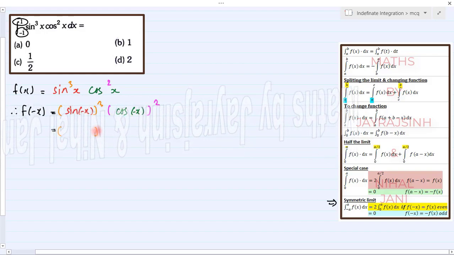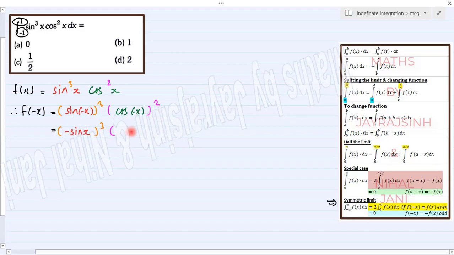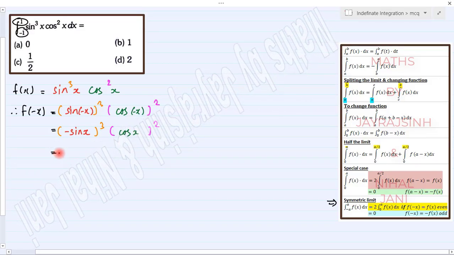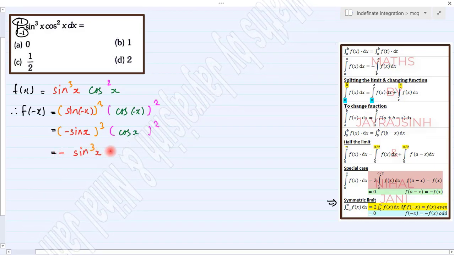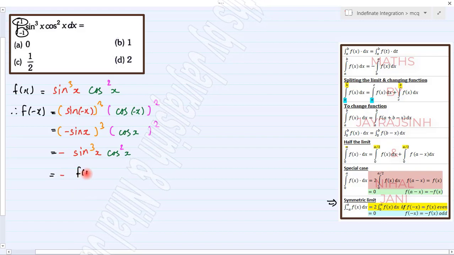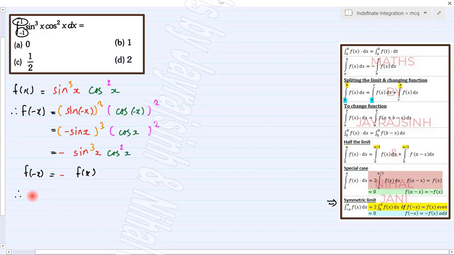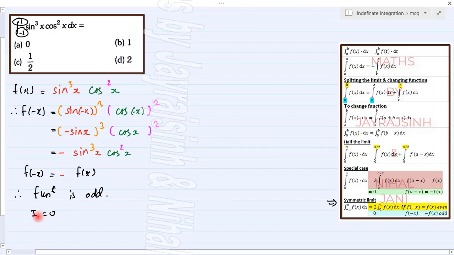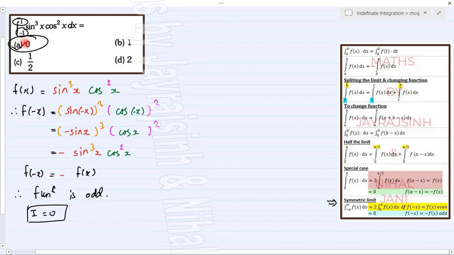So here we'll get whole cube of minus sin x and whole square of cos x. So here we'll get (−1) cube, which will give us minus sin cube x into cos square x. So here we get minus f(x). So your f(−x) is simply minus f(x). Therefore, your function is an odd function. So your integration will be 0, which is given in option A. Ta-da!